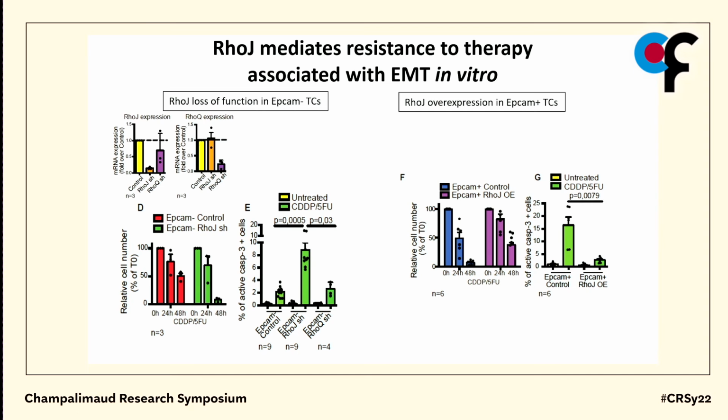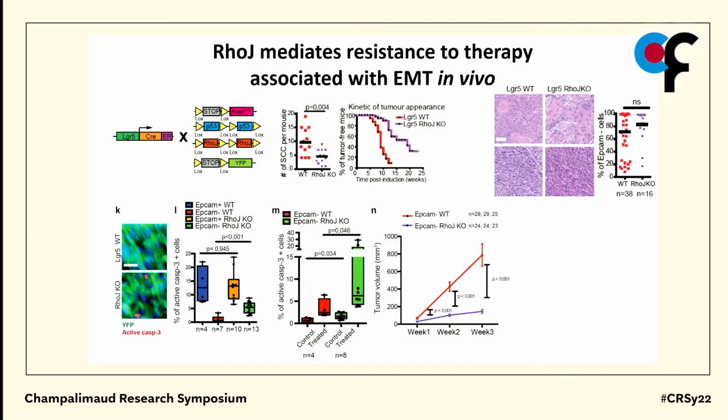The gain of function of Rho-G, in contrast, can prevent cell death in a normally sensitive cell line, the epithelial cell line, EpCAM positive cells. And so gain and loss of function show the opposite effect and show that Rho-G is important for promoting resistance to chemotherapy. So that was with sgRNA, and that was in vitro.